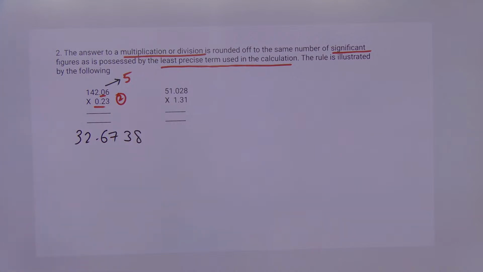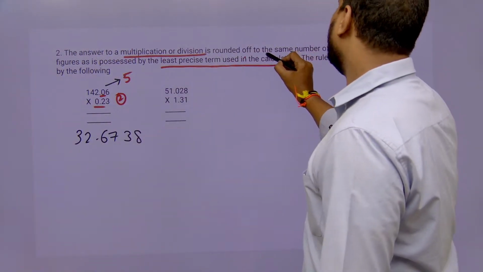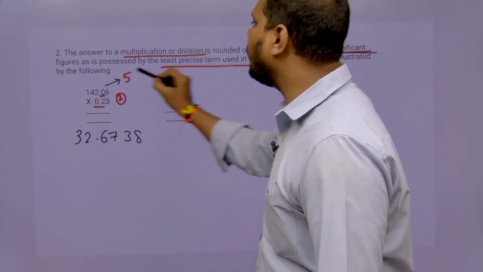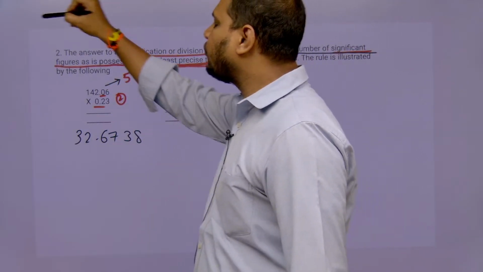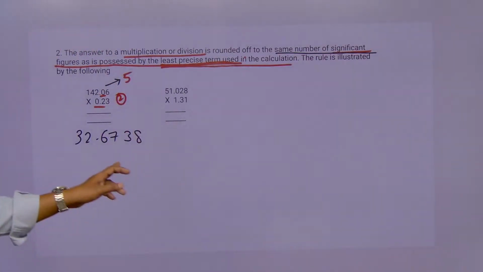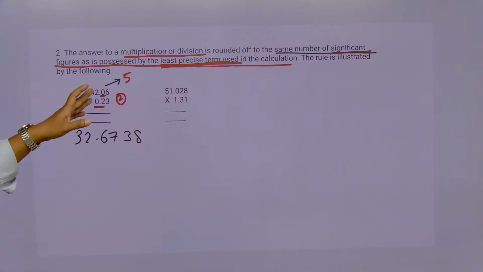The answer to the multiplication or division is rounded off to the same number of significant figures as possessed by the least precise term. Up to how many significant figures should the final answer be changed? 3 significant figures. Sorry, 2 significant figures. Okay, round off to 2 significant figures because the decimal digits do not matter here. Are you clear? We have to take what?